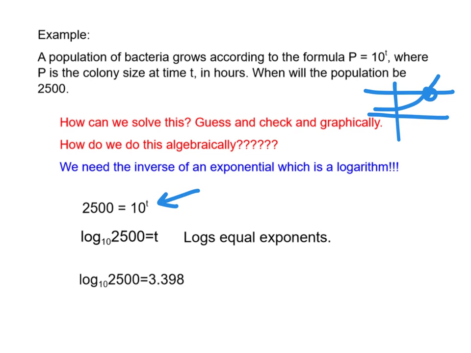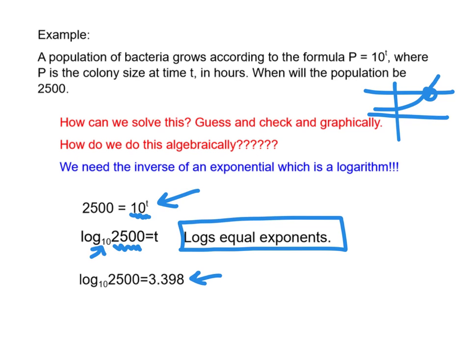So if we have this formula, 10 to the T equals 2,500, how do you get T alone? And somebody came up with logarithms. Logs, just so you know, are exponents. When it was 10 to the T power, 10 is the base. This is set as log base 10 of 2,500 equals T. Then you can put this in your calculator, and it would give you that T is equal to 3.398 years.